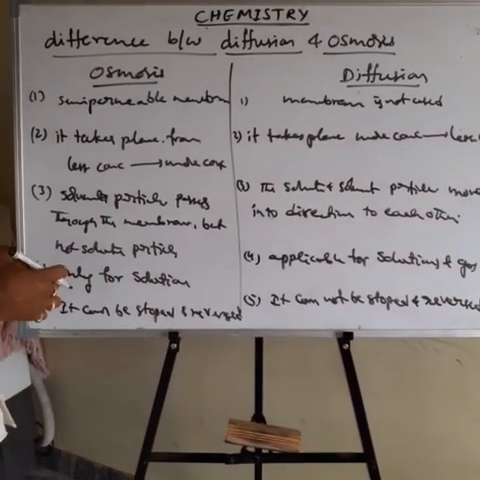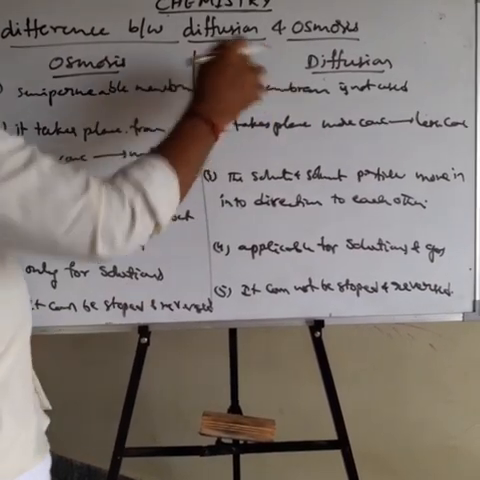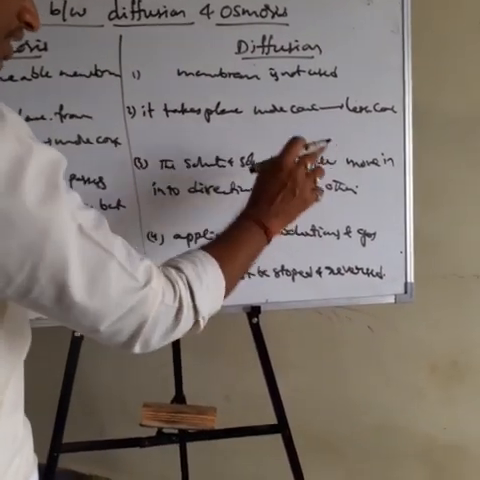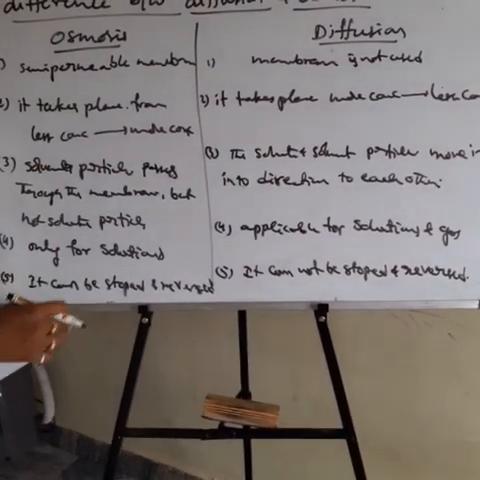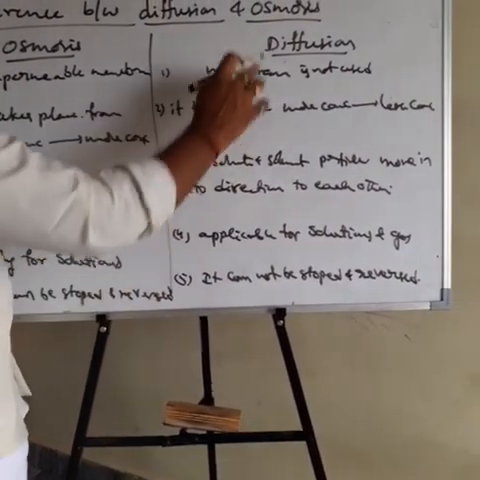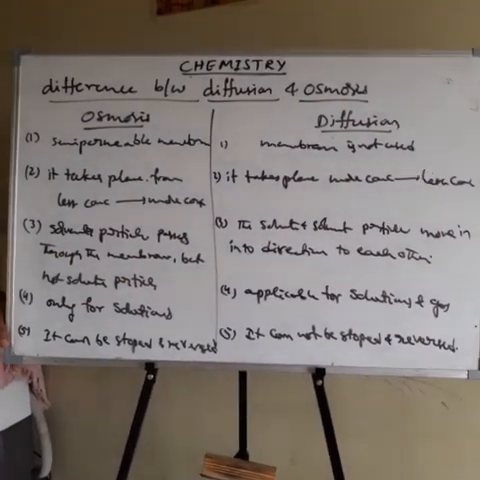Next, osmosis is applicable only to solutions, but diffusion is applicable to solutions and also gases. Then the fifth one: osmosis can be stopped and reversed. Diffusion cannot be stopped and cannot be reversed. So this is about the difference between osmosis and diffusion.